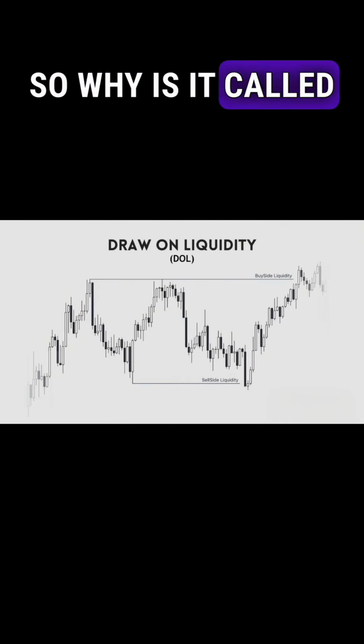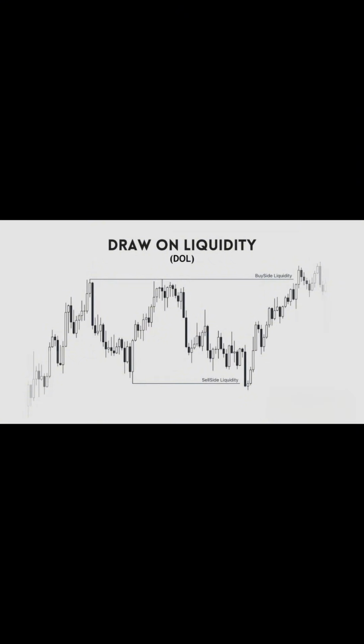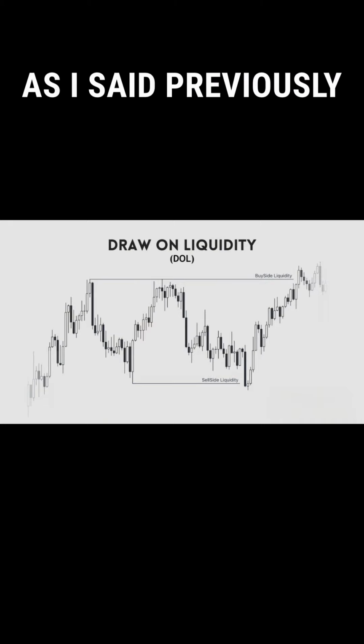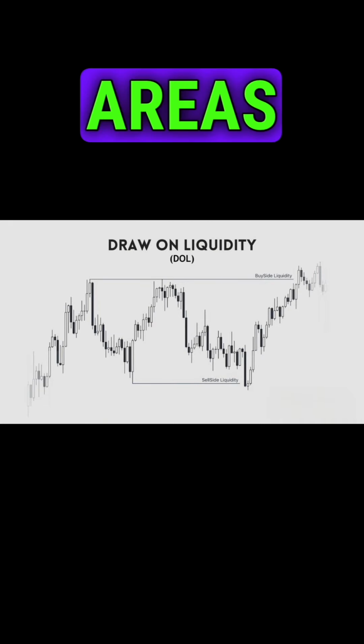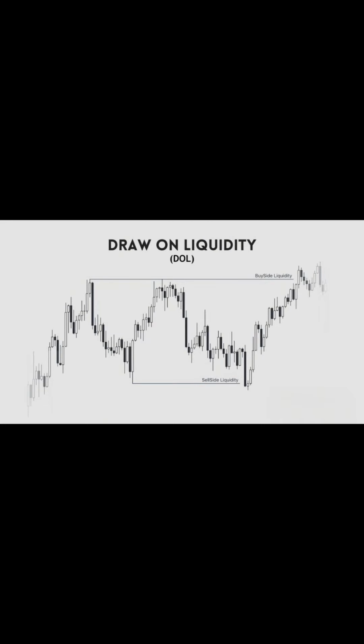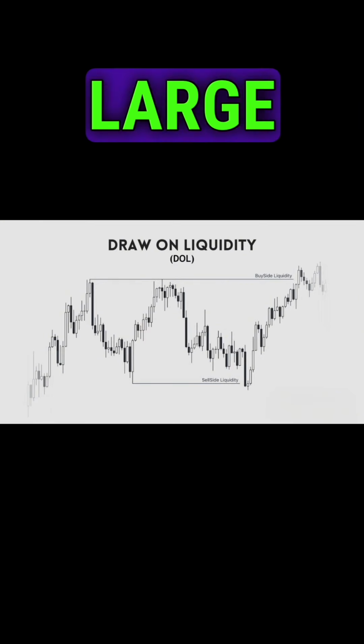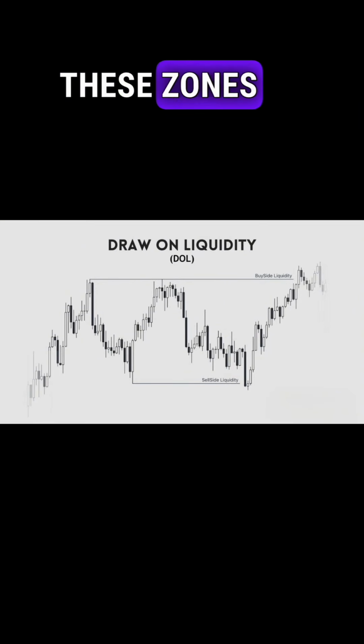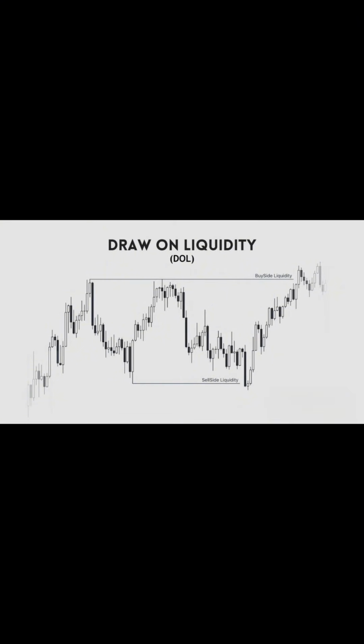So why is it called draw on liquidity? Now think of these liquidity zones as magnets, as I said previously. Price is often drawn towards these areas because that's where the liquidity is. This movement can be driven by large players or institutions that seek out these zones to execute large orders.